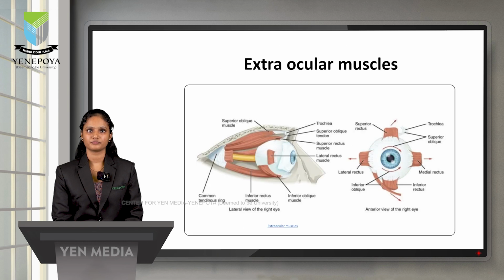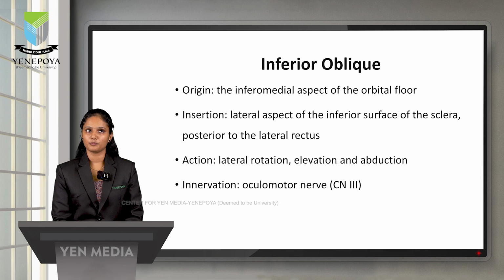Here also we can see in the figure that the superior oblique muscle is travelling and it does not have a straight approach, it takes an angular approach to the trochlea and gets inserted into the posterior part of the sclera. And next is the inferior oblique muscle.